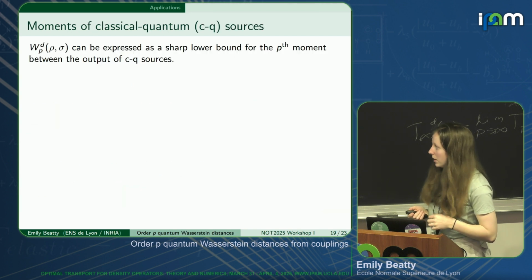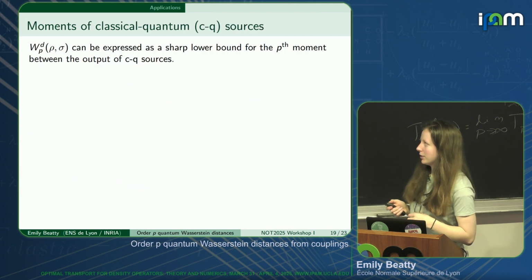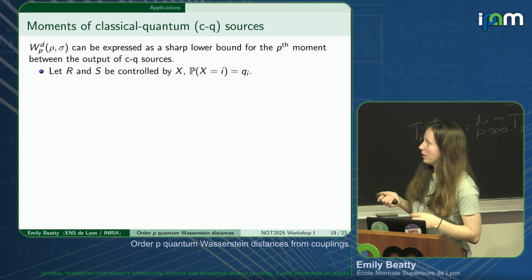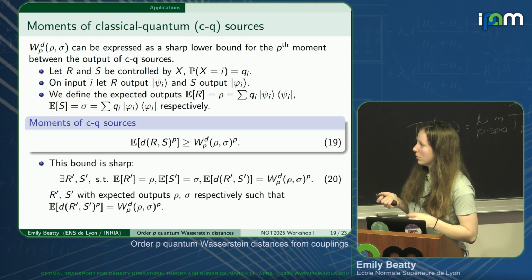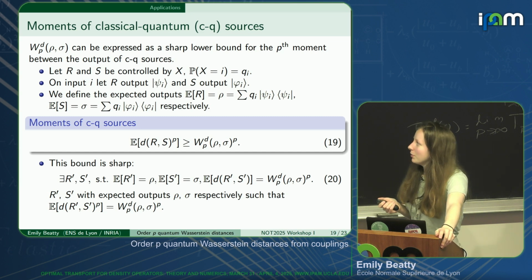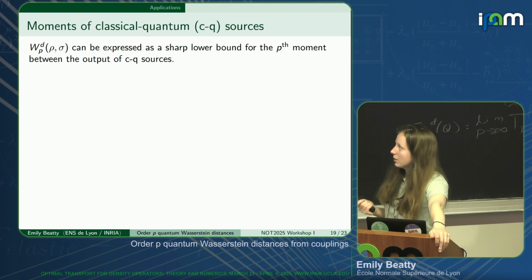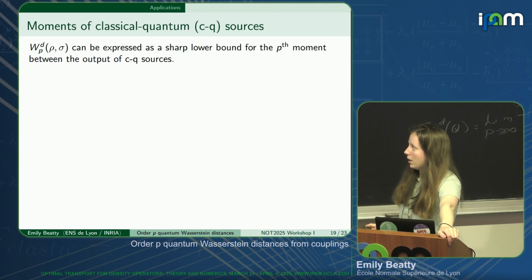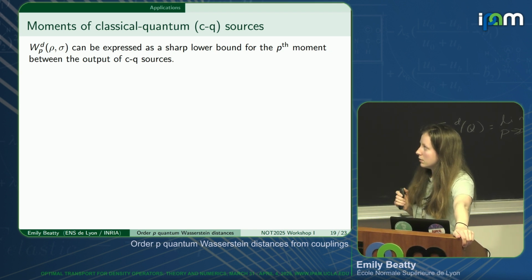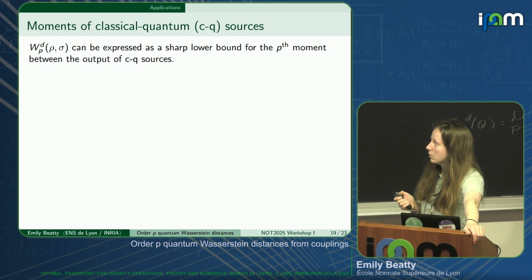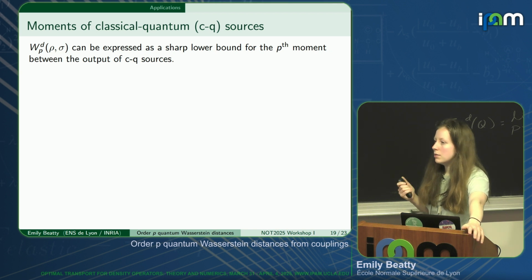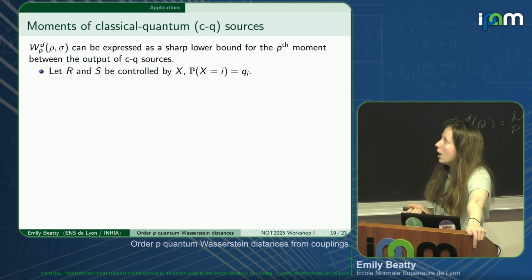Yeah. I think in the interest of time, I'm not going to tell you about classical quantum sources, but you should know that I'll perhaps explain this very quickly. Essentially, one of the things you can do with this, which is specific to the flexibility in order P, is to be able to talk about the distance between the outputs of classical quantum sources in the sense of Pth moments.